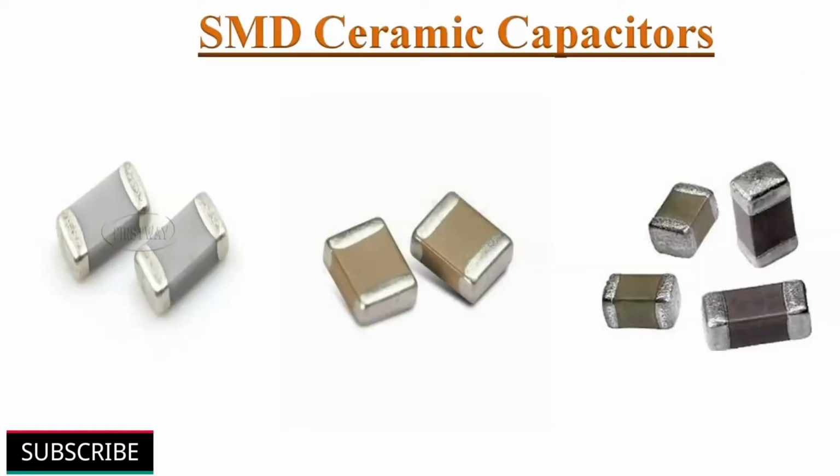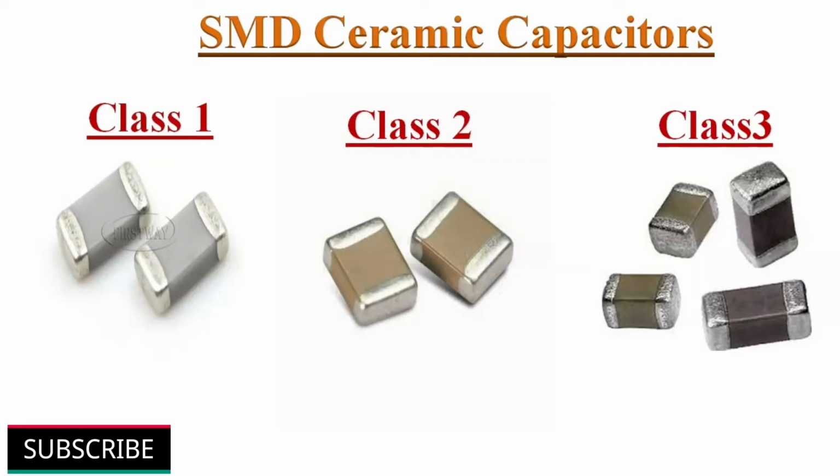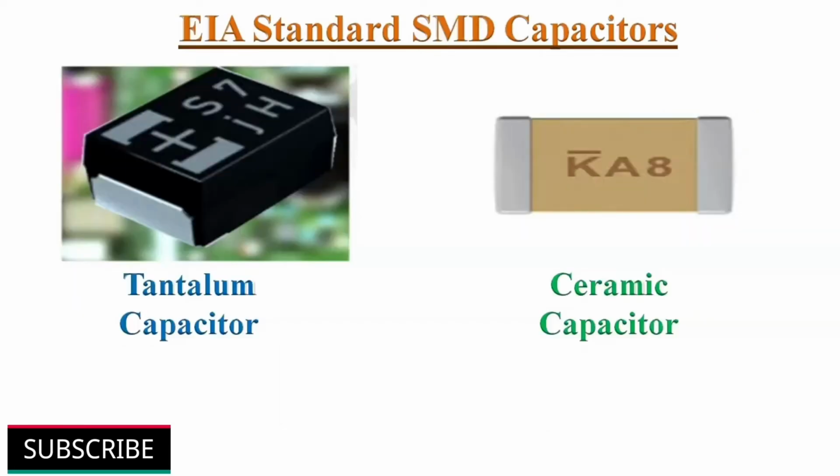Different classes of ceramic capacitors are distinguished by color coding, which indicates their capacitance ranges and temperature characteristics. Class 1, Class 2, and Class 3 capacitors each serve unique applications. EIA codes on tantalum and ceramic capacitors offer valuable insights into capacitance values. By understanding these codes, users can easily identify and replace capacitors as needed.